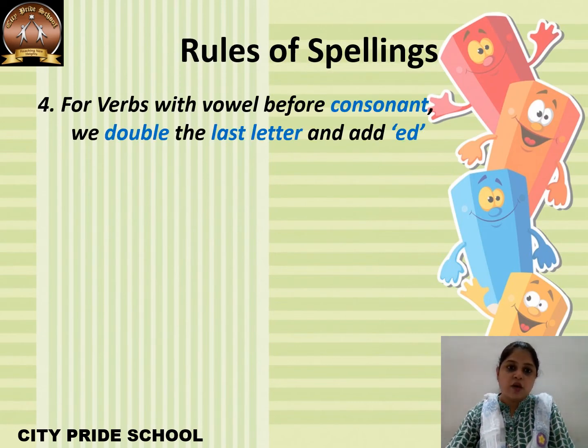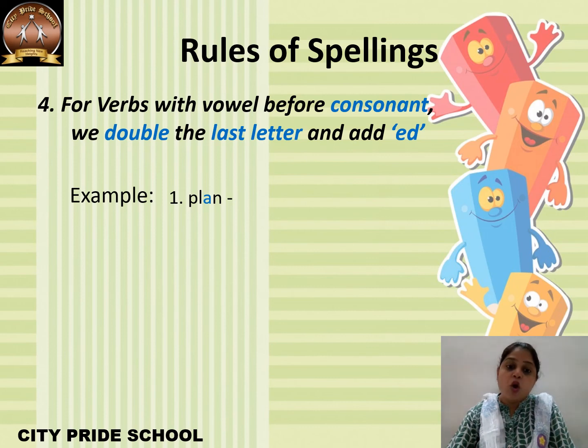So our fourth rule is, for verbs with a vowel before a consonant, we double the last letter and add ed. That means when we have a verb with a vowel before the consonant, at that time we double the last letter and then we add ed. I will explain with the help of an example. Here the example is plan, P-L-A-N. Here A is a vowel and then we have a consonant N, right?